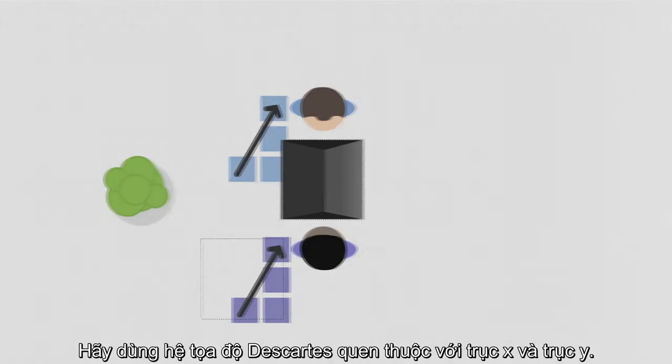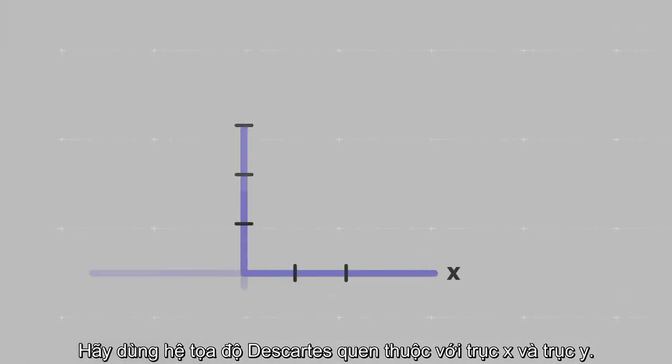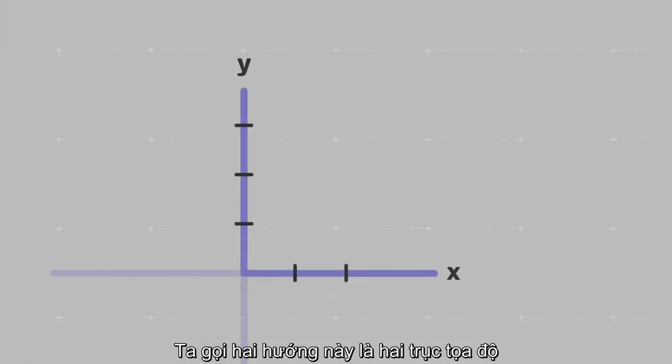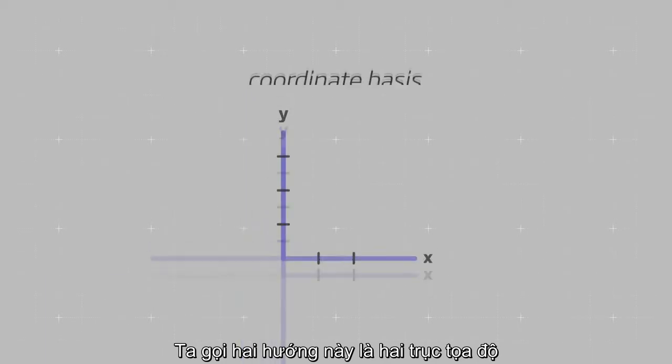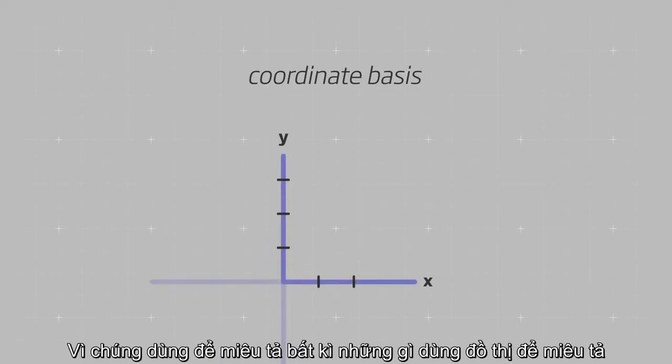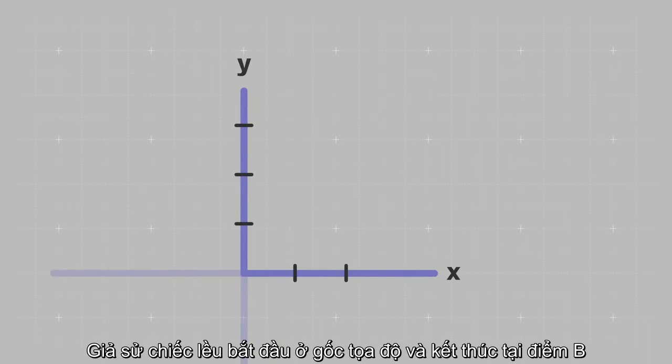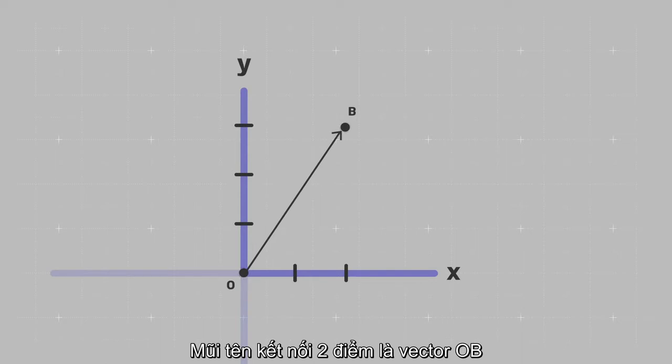Let's use the familiar Cartesian coordinate system with its x and y axes. We call these 2 directions our coordinate basis because they're used to describe everything we graph. Let's say the tent starts at the origin and ends up over here at point B. The straight arrow connecting the 2 points is the vector from the origin to B.